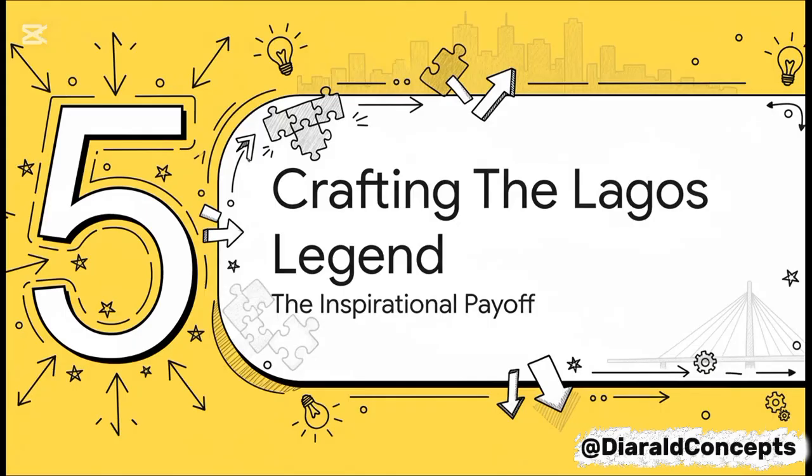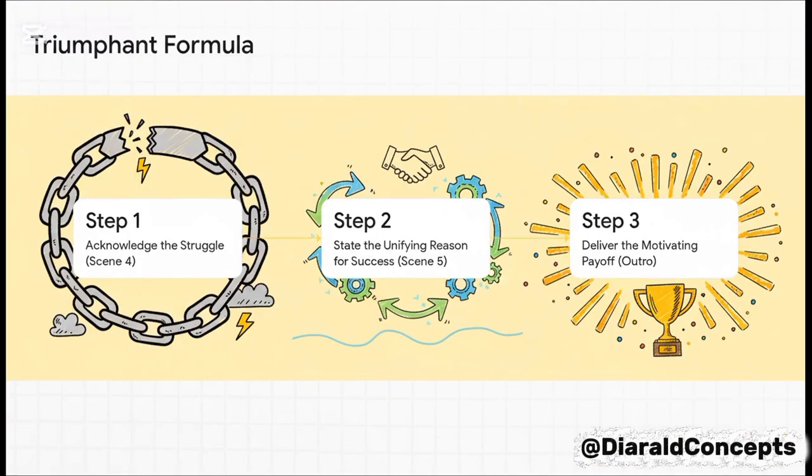Which brings us to the grand finale of this blueprint, crafting the Lagos legend. This is where all those pieces we've been looking at, the hook, the characters, the struggle, all come together for that big inspirational payoff. And this is where the script reveals its winning formula. And it's so simple, it's brilliant. Step 1, acknowledge the struggle. We just did that. Step 2, state the one big reason for success. And step 3, deliver that powerful, motivating payoff. It's a classic for a reason, folks.